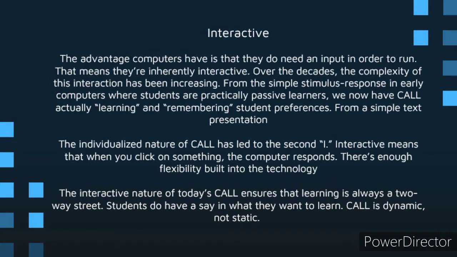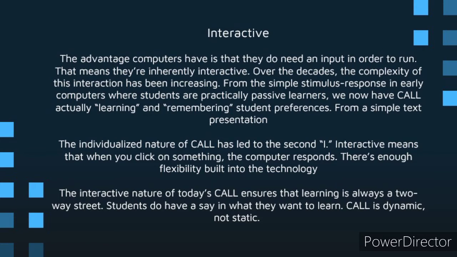The second one is interactive. The advantage computers have is that they do need an input in order to run. That means they are inherently interactive. Over the decades, the complexity of this interaction has increased from the simple stimulus response in early computers, where students were practically passive learners, to now having CALL actually learning and remembering student preferences, from a simple text presentation.